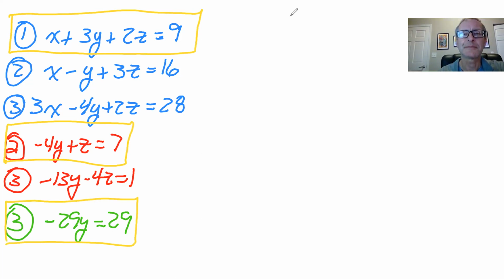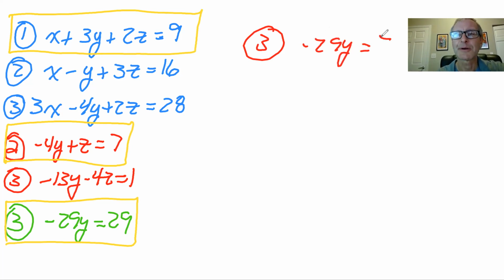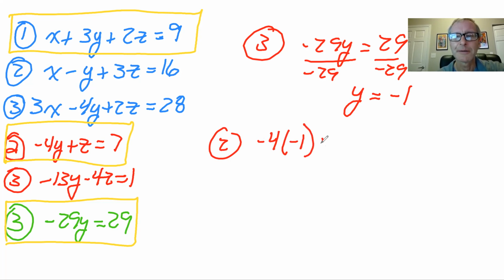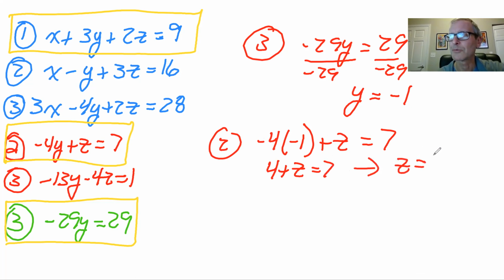So what we want to do now is solve for the three variables. You start with equation 3, and we do minus 29y equals 29, divide each side by minus 29. You see it's nicely set up where y equals minus 1. So now we'll take equation 2 and plug minus 1 in for y and solve for z. So we have minus 4 times minus 1 for y plus z equals 7. So that would be 4 plus z equals 7. Bring the 4 to the other side, and z would equal 3.